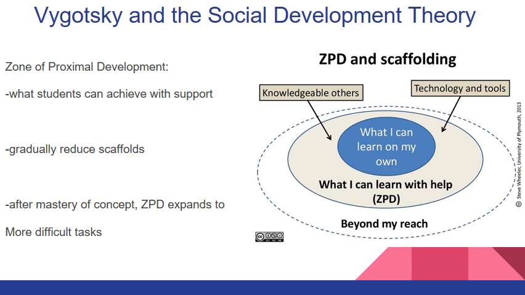Eventually, the teacher gradually reduces those scaffolds and those supports, and the student can start doing activities completely on their own. After that stage, the teacher can also expand the difficulty level of the information and even introduce more new information and repeat the process.